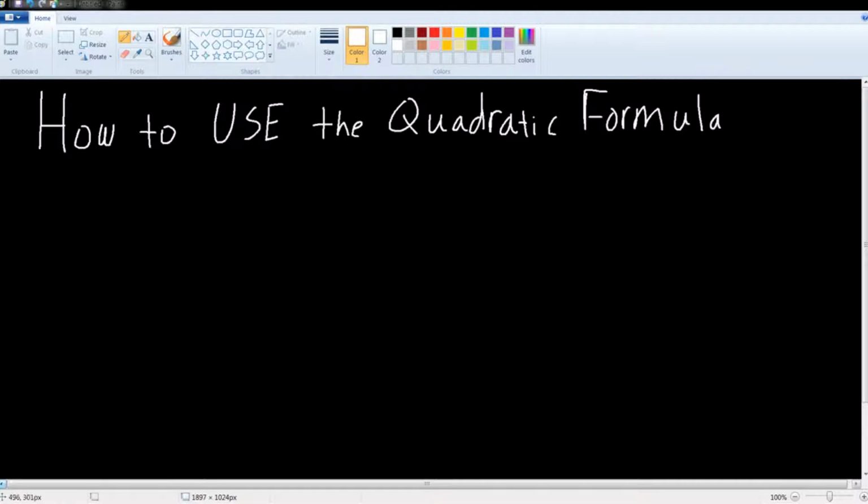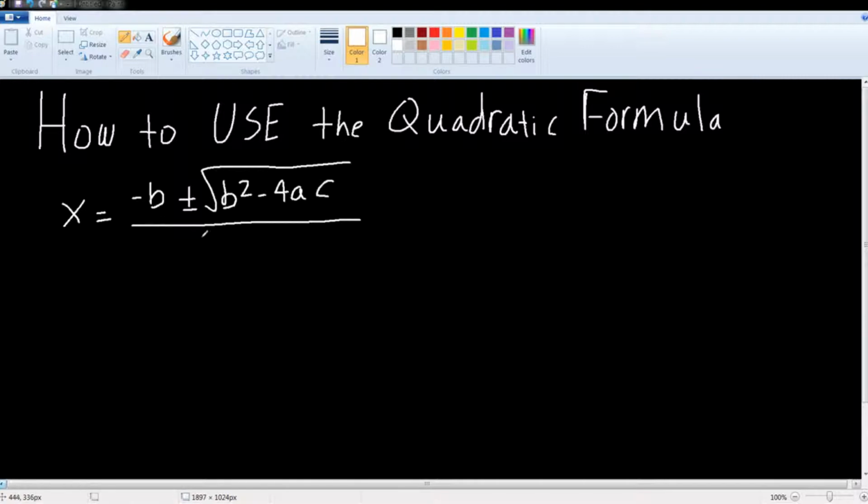And before we even learn how to use the quadratic formula, we must know what the quadratic formula is. So, what is the quadratic formula? The quadratic formula is x equals negative b plus or minus the square root of b squared minus 4ac, and this is all being divided by 2a.